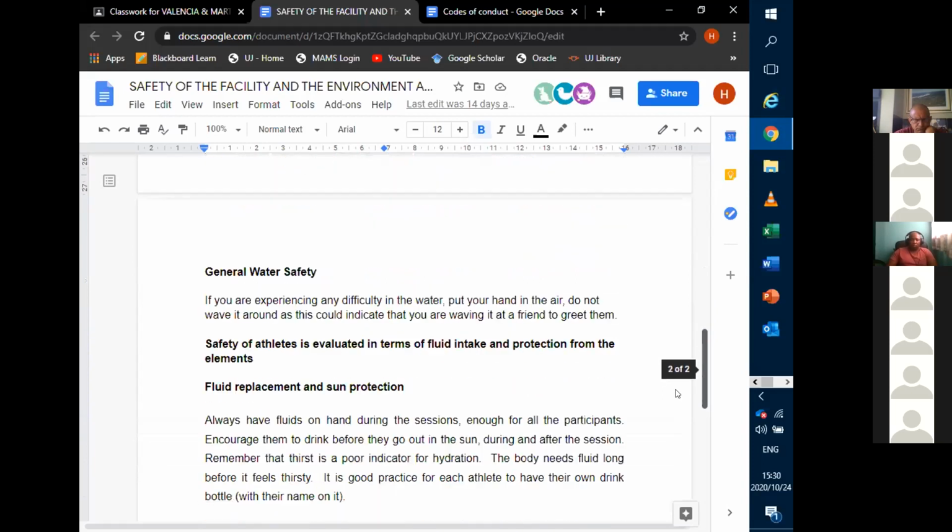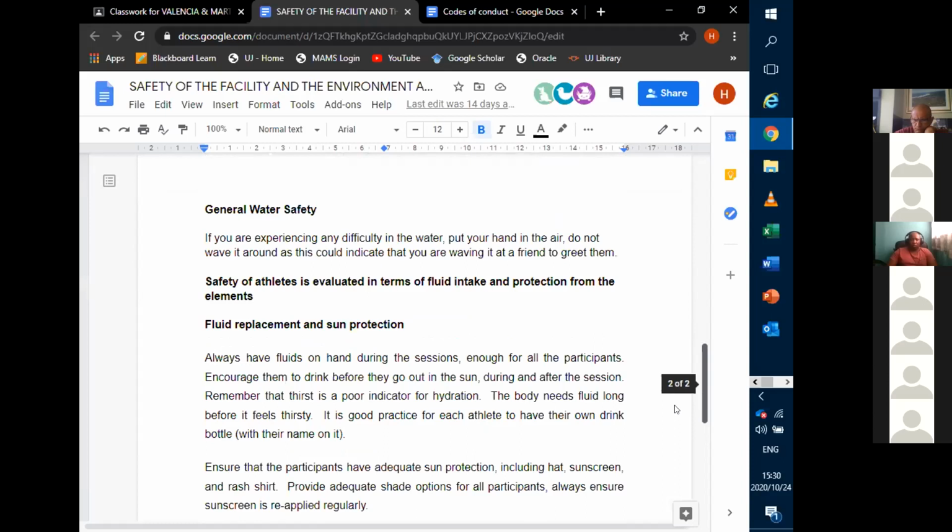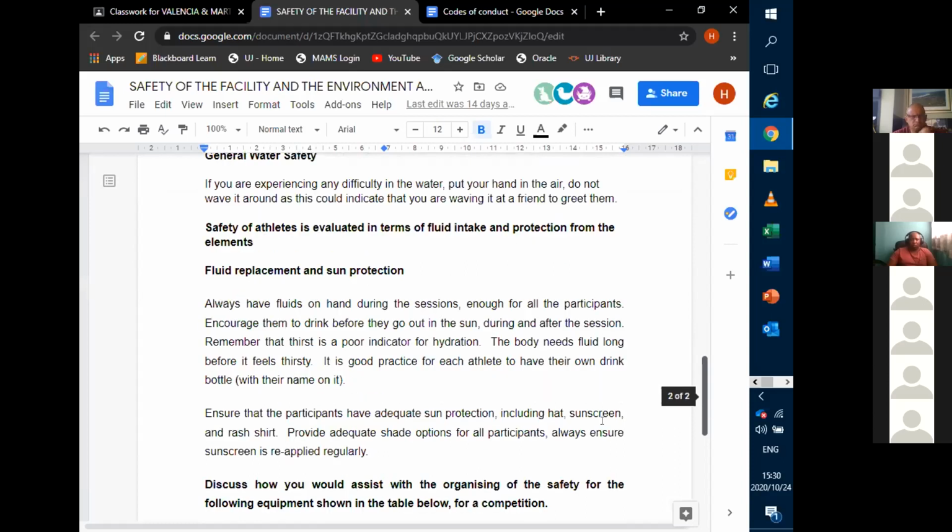Okay, then we go to general water safety. Also, the nippers learn from scratch what to do if they are in difficulty in the water. You put your hand in the air and do not wave it around, as this could indicate that you are waving at a friend. Safety of athletes is evaluated in terms of fluid intake and protection from the elements: the fluid replacement and sun protection.